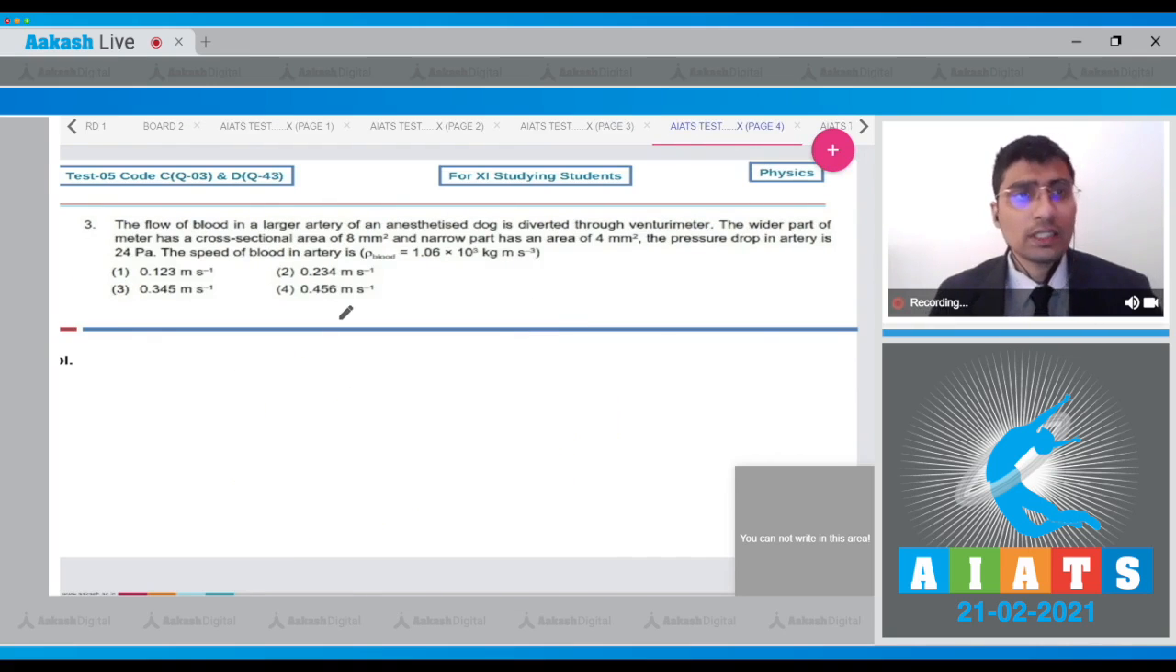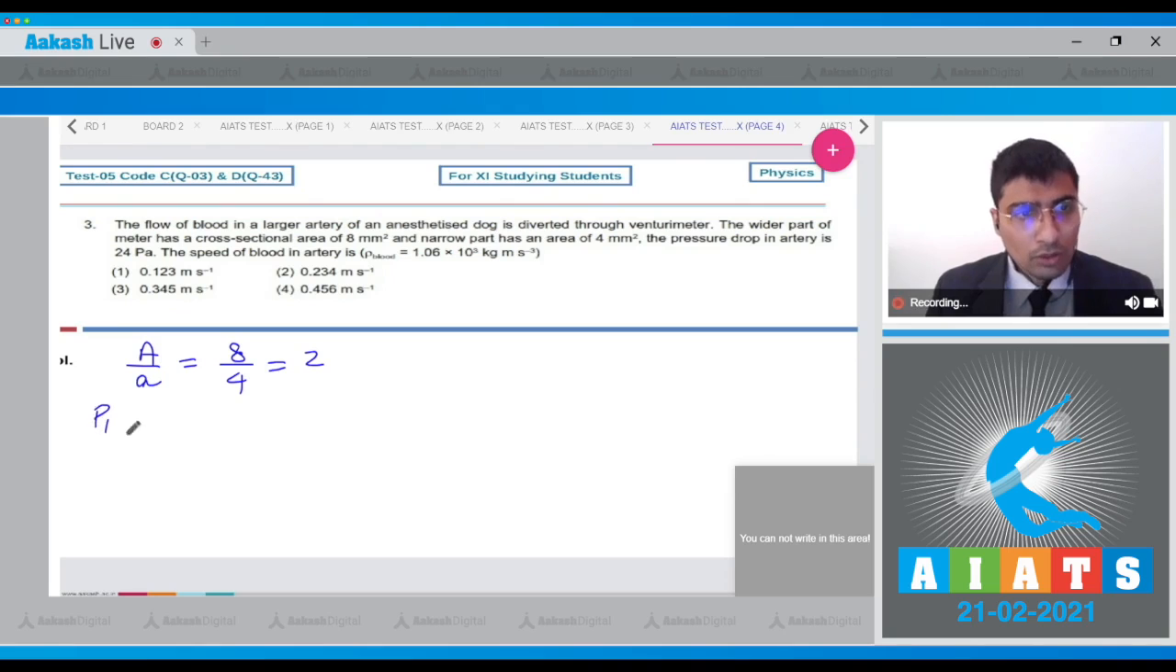The student, question 3 says the flow of blood in a larger artery of an anesthetized dog is diverted through a venturi meter. The wider part of the meter has a cross-sectional area of 8 mm square and the narrow part has an area of 4 mm square. The pressure drop in the artery is 24 Pascal. We have to find out the speed of blood in the artery. Now for this let us use Bernoulli's theorem, but beforehand let us write down the ratio of the areas. This will be 8 by 4, that is 2.